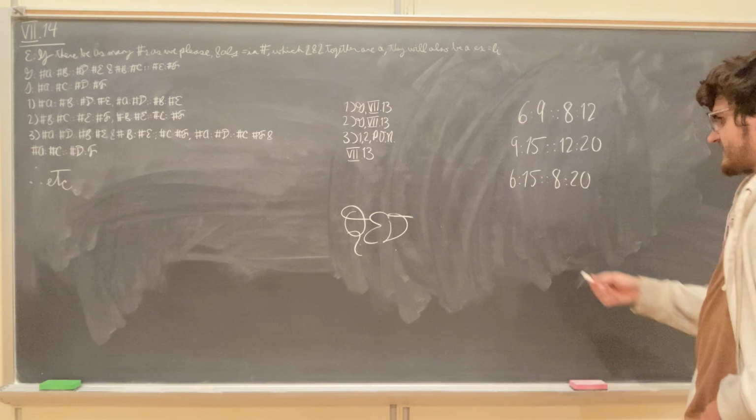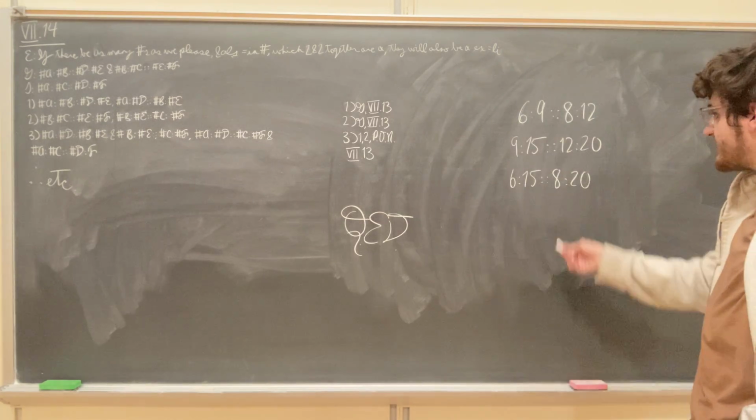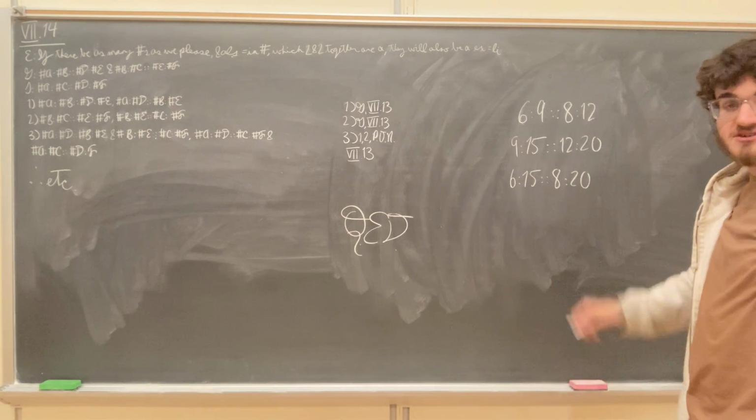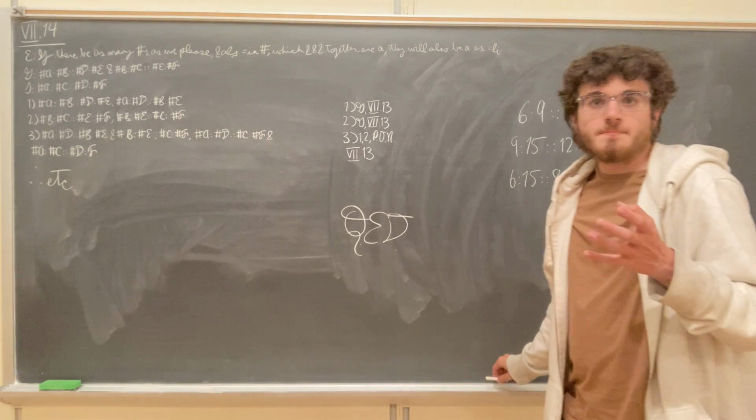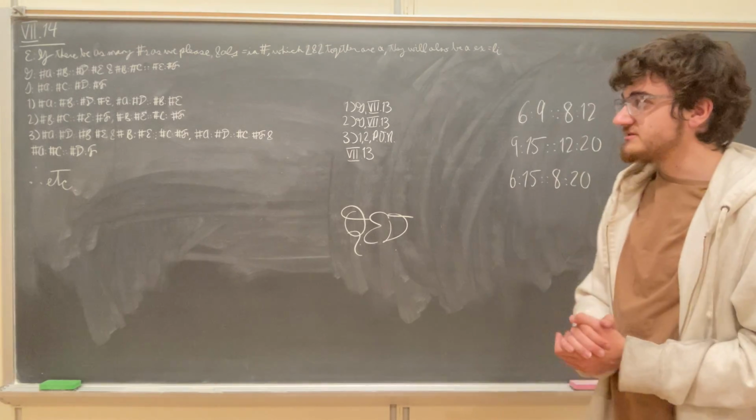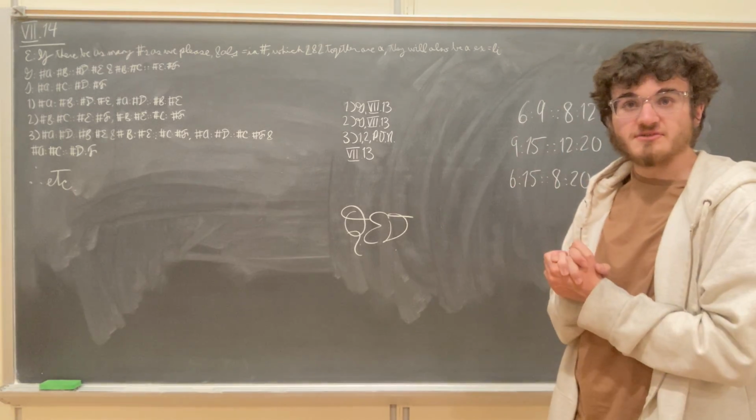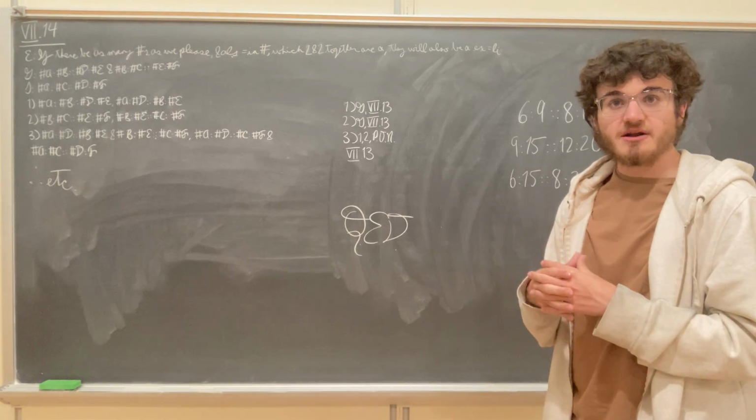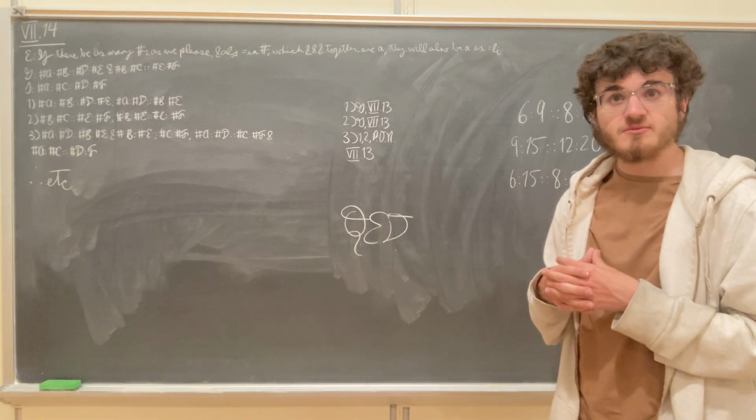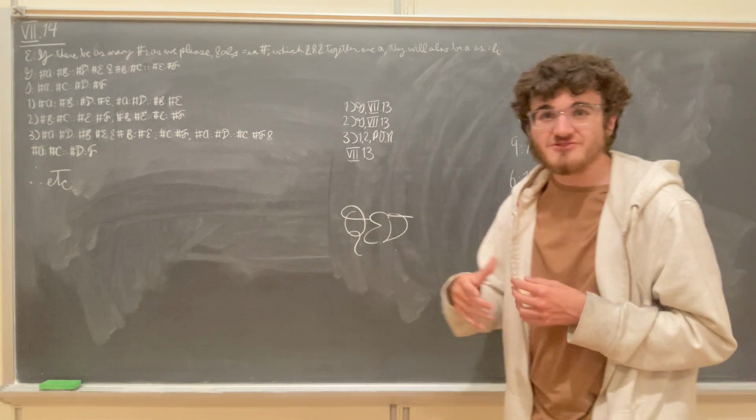And this is obviously the case. This is a ratio of 2 to 5, and so is this. These are both ratios of 2 to 5, so they're the same ratio, which means this proposition holds. That's all I've got to say about this proposition, so I'll end the video here and move on to proposition 7.15.